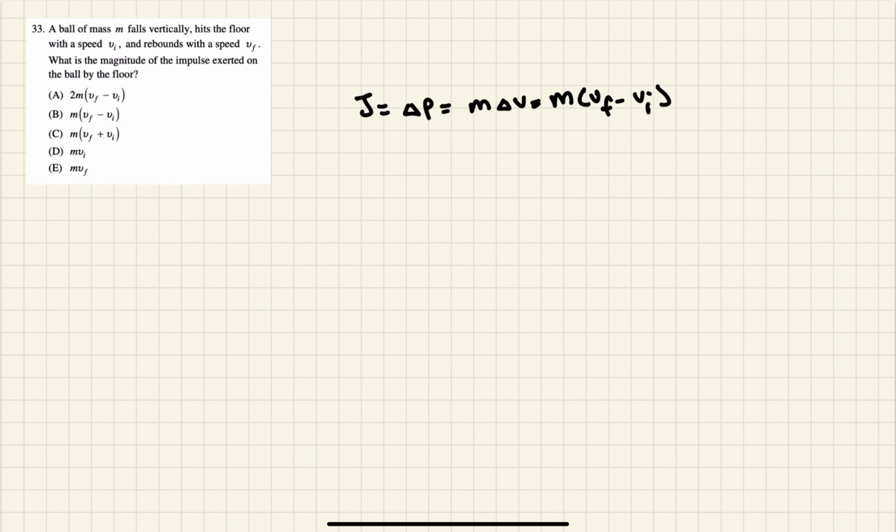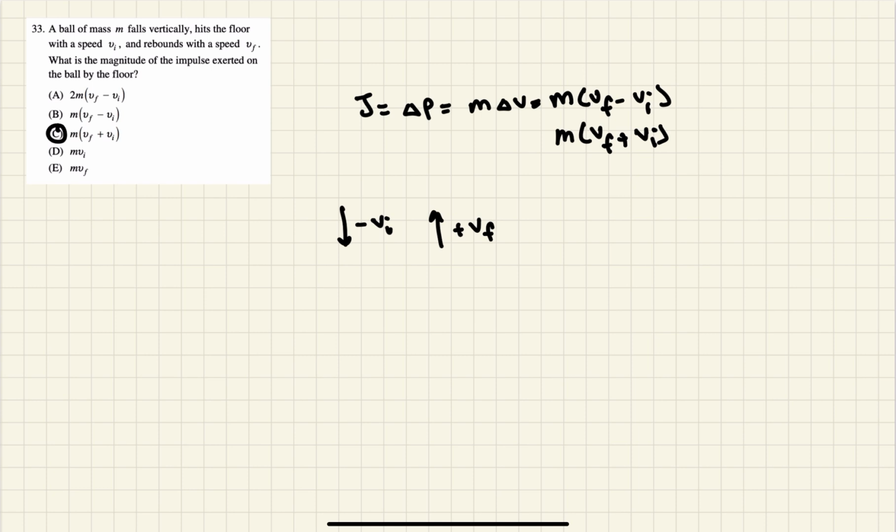Very simple. Not that simple, because it falls down with the speed of vi, which means its velocity would be negative vi, and it rebounds with the speed of positive vf, velocity of positive vf. And so this just becomes vf minus negative vi, so vf plus vi times m. And so it's actually a trick question. That's why I wanted to include it. Don't just jump to the first answer that makes sense. Actually think about the physics behind it. Since it's at speed vi, you're going to want to do vf plus vi as your answer.